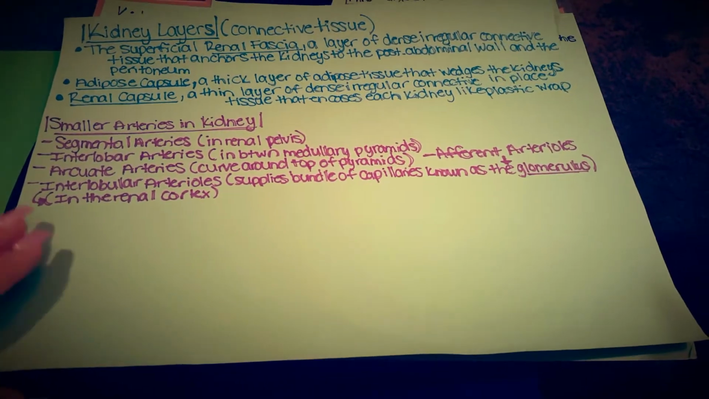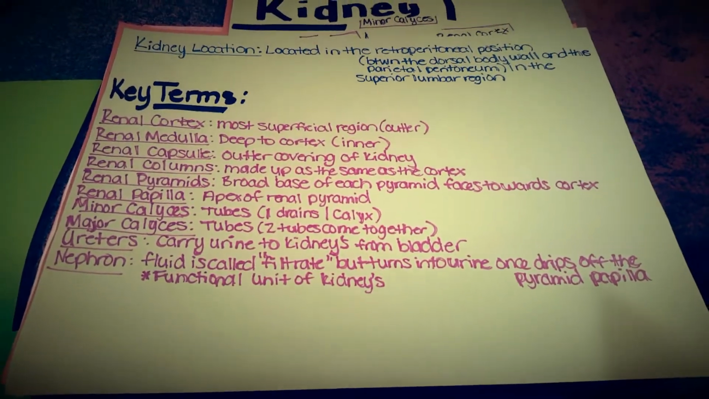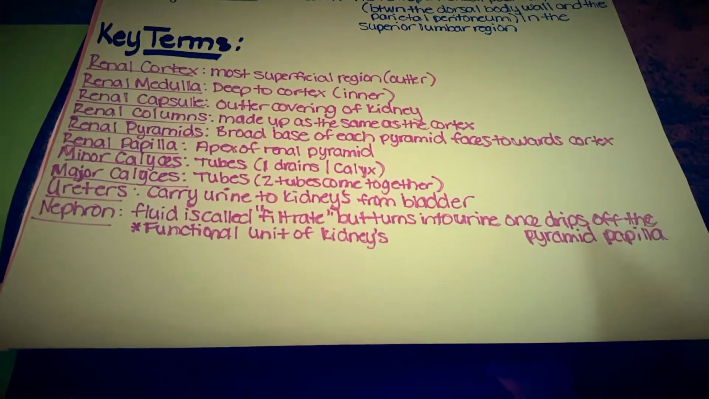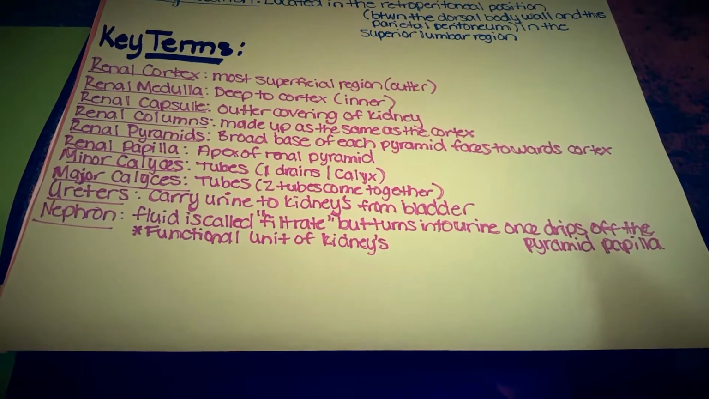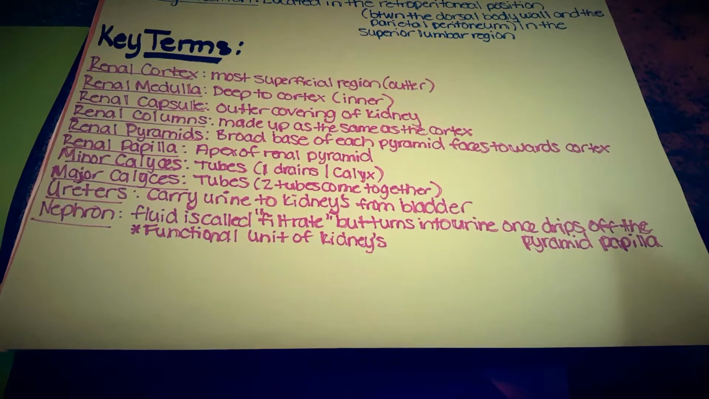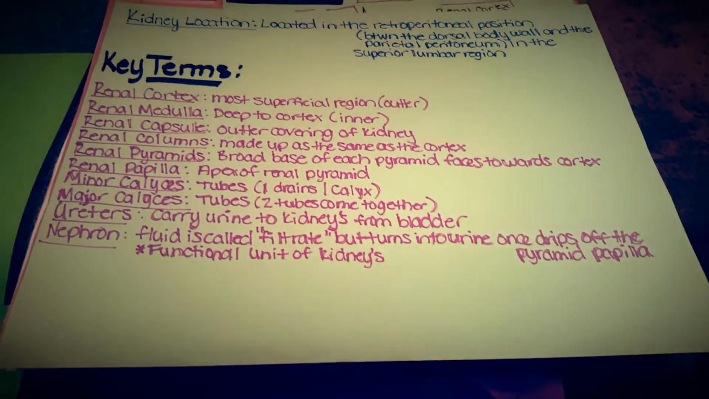As we move on, these are a few key terms for the kidneys. The renal cortex is the most superficial region. It is dark brown because it consists of many blood vessels that serve the tiny filtering structures of the kidneys, the nephrons.